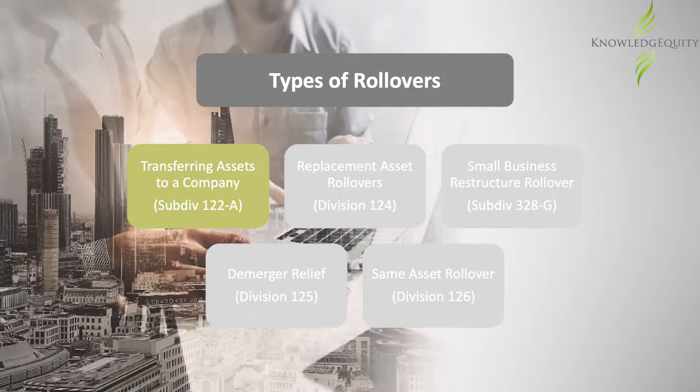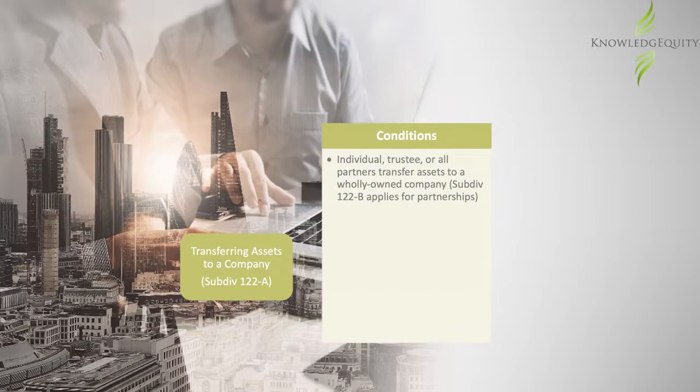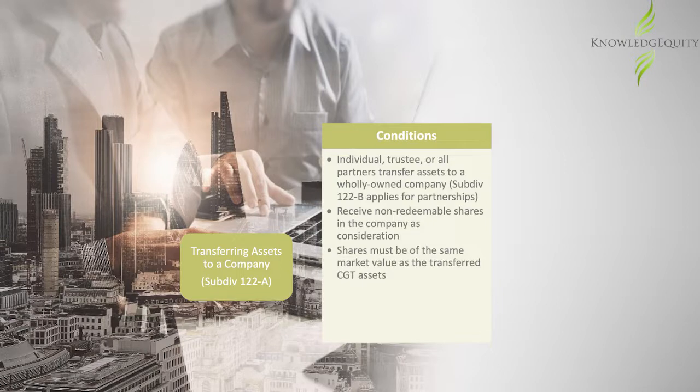The company rollover applies when assets are transferred into a company. The first condition for using the rollover is that an individual, a trustee, or all the partners in a partnership transfer assets to a wholly owned company. Secondly, the consideration for transferring such assets must be the receipt of non-redeemable shares in that company. Lastly, these shares must be of the same market value as the transferred CGT assets.